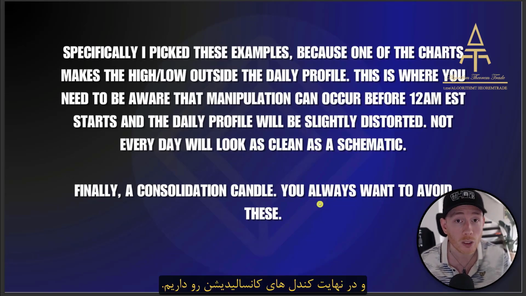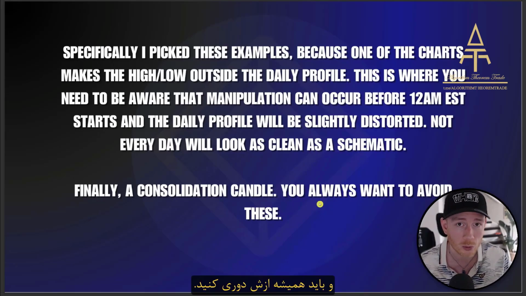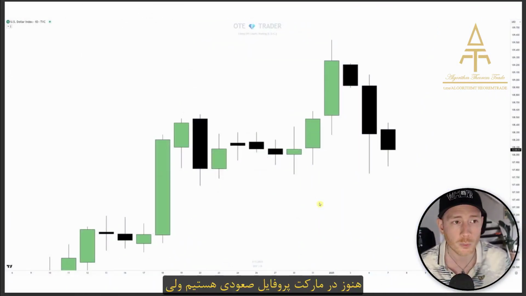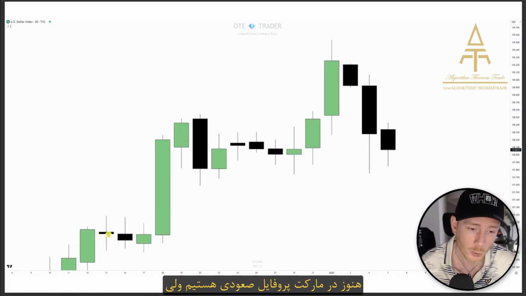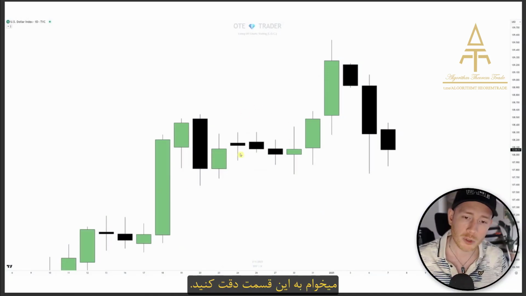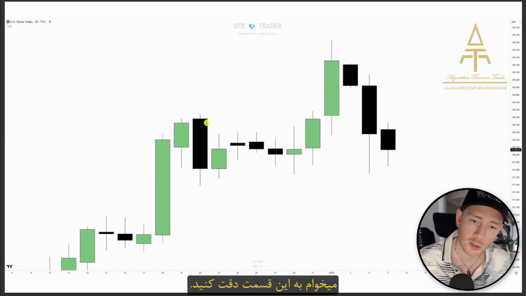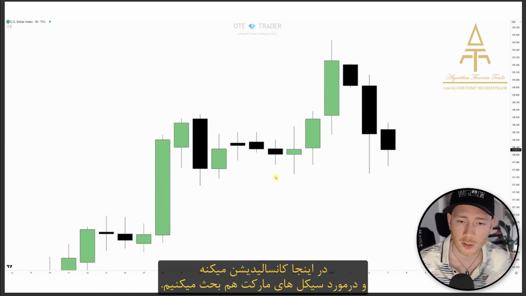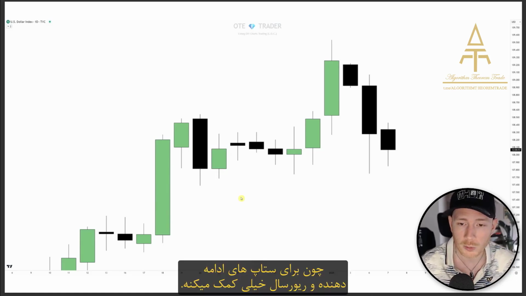And finally, we're going to be talking about a consolidation candle. And this is one you always want to avoid. So over here, we got the dollar chart again. We're still in a bullish market profile, but you can actually see, and I want to take your focus over here, that this area is consolidating. I'm going to be talking about market cycles as well. And that is going to be also amazing to determine if we were actually going higher or reversing.